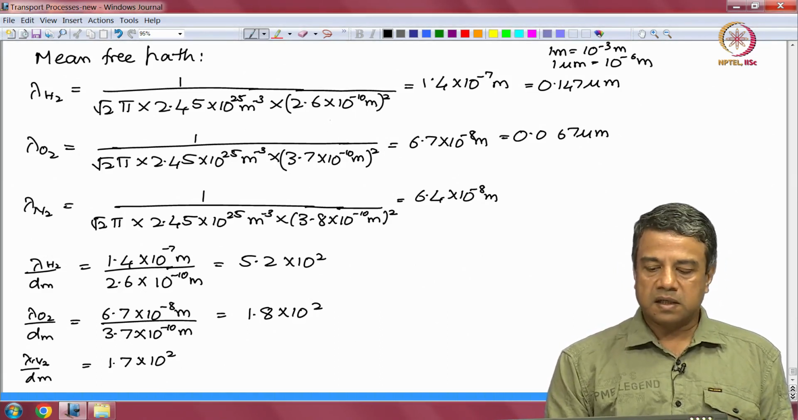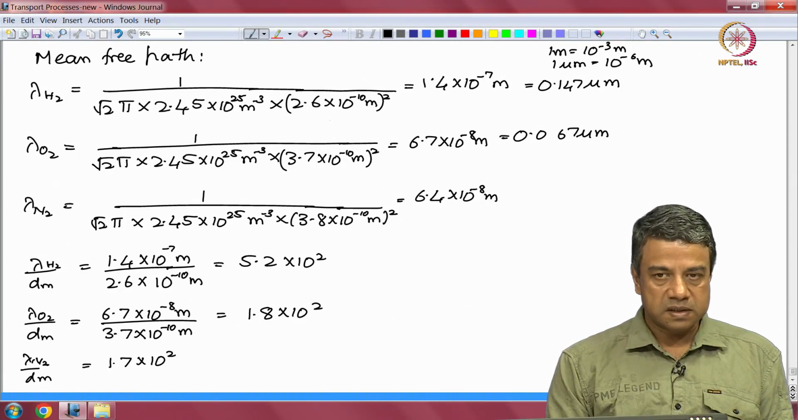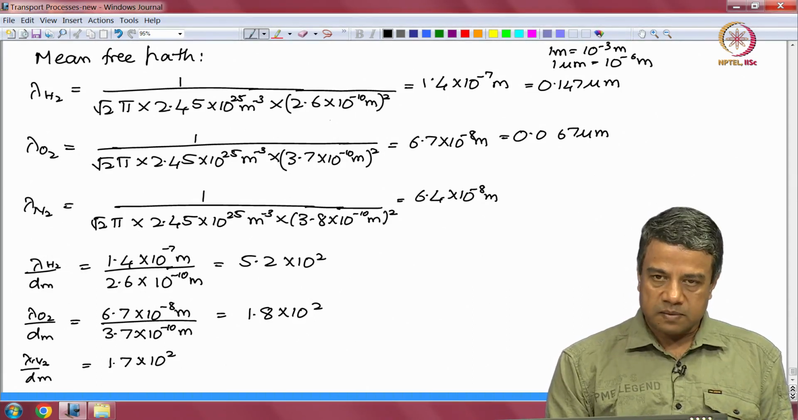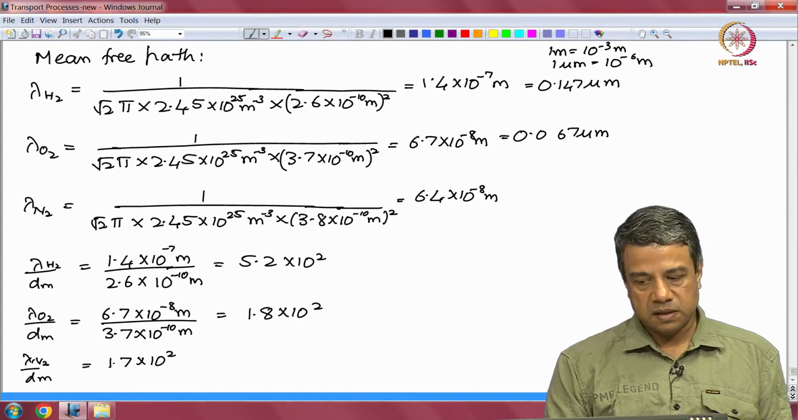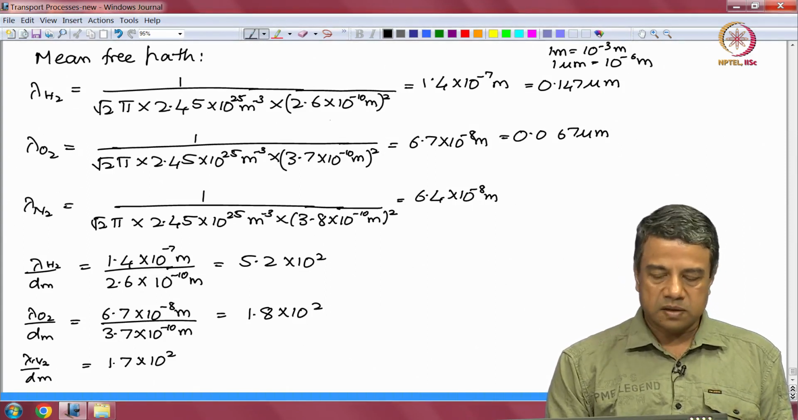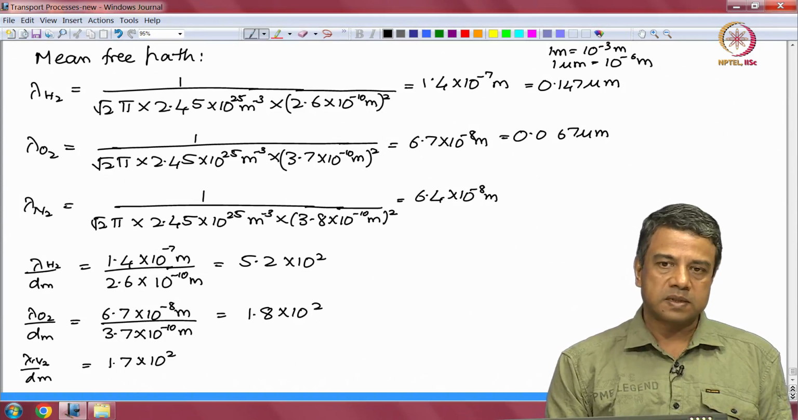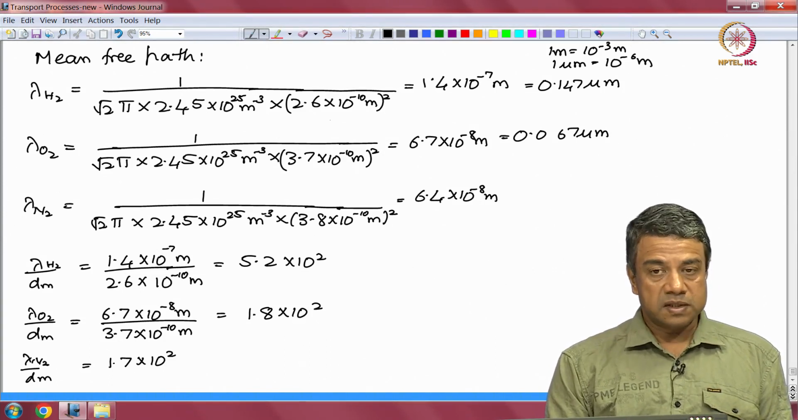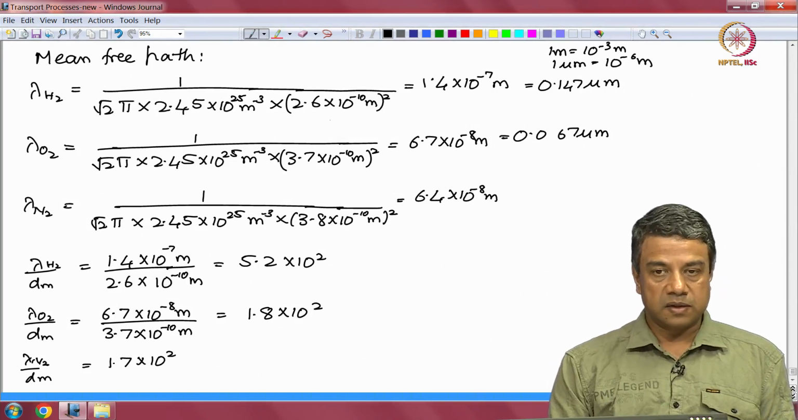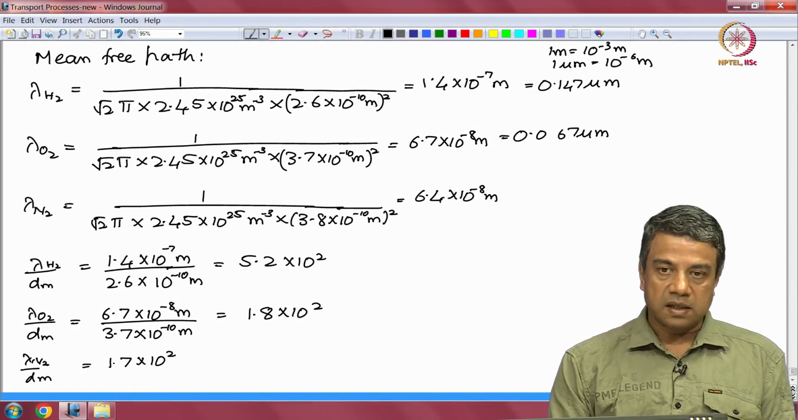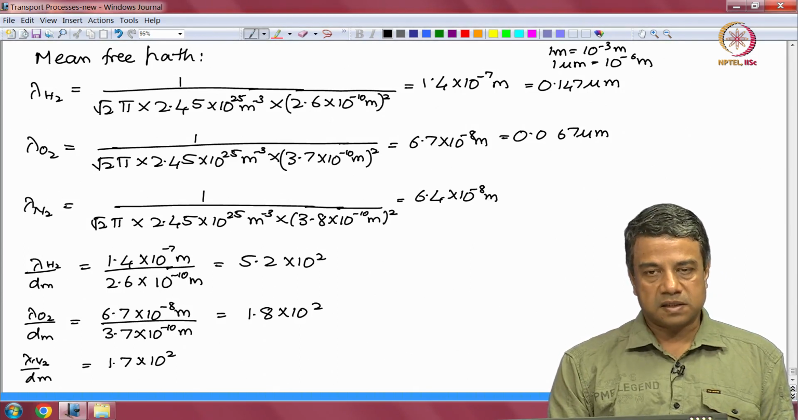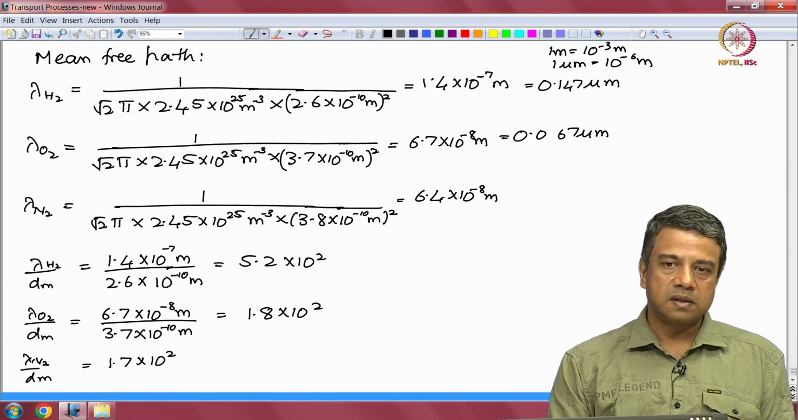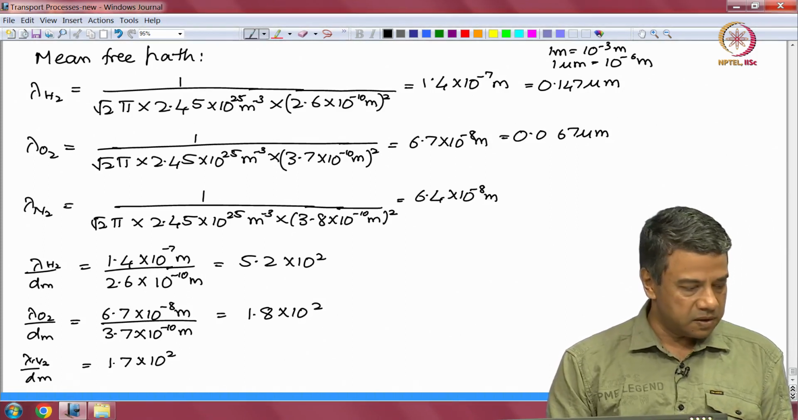This implies that a hydrogen molecule travels more than 500 times its molecular diameter before it collides. An oxygen and nitrogen molecule travels close to 200 times its molecular diameter before it collides. So, the distance between collisions is actually much larger than the molecular diameter, as expected in kinetic theory of gases. In gases, the distance between molecular collisions is much larger than the molecular diameter.